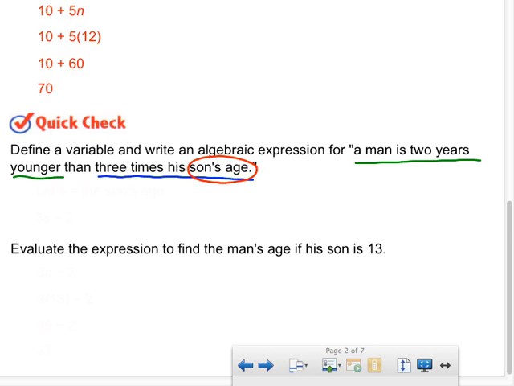So 3a over 2. So you're dividing 3a by 2? No, we're not dividing. There's nothing in there that says to divide. So 3a minus 2. Nice. Okay. So instead of a, I'm going to use s for the son's age. So that's correct.